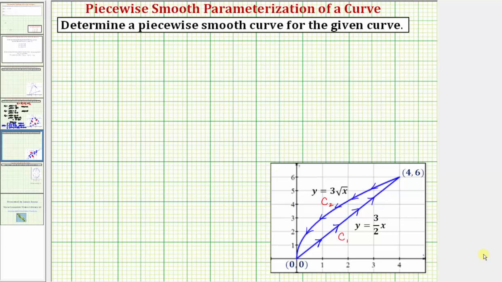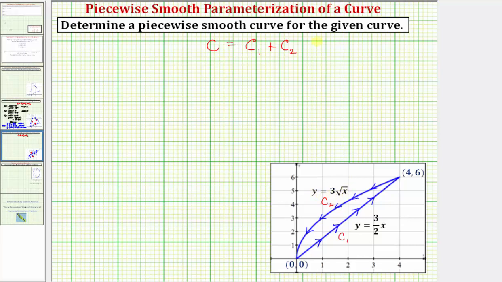We're asked to determine a piecewise smooth curve for the given curve shown below, where the curve C is equal to C sub 1 plus C sub 2. Notice how curve C sub 1 goes from the point (0, 0) to the point (4, 6) along the line y equals 3/2 x. And then for curve C sub 2, we want to go from the point (4, 6) back to the origin along y equals 3 times the square root of x.